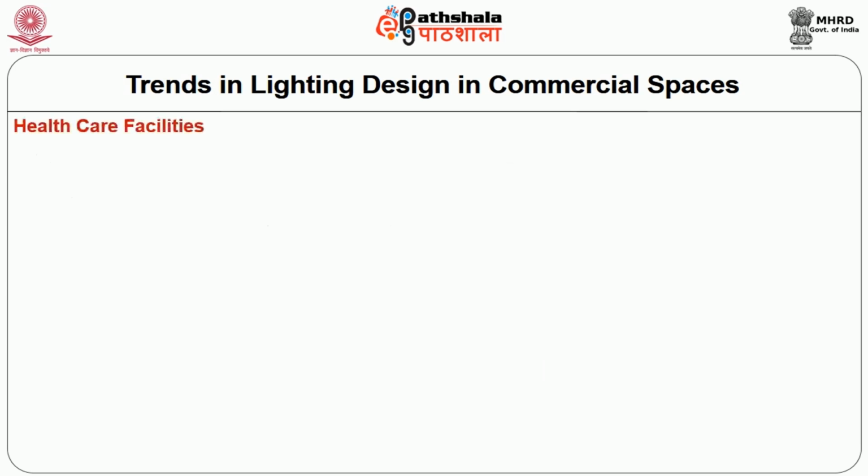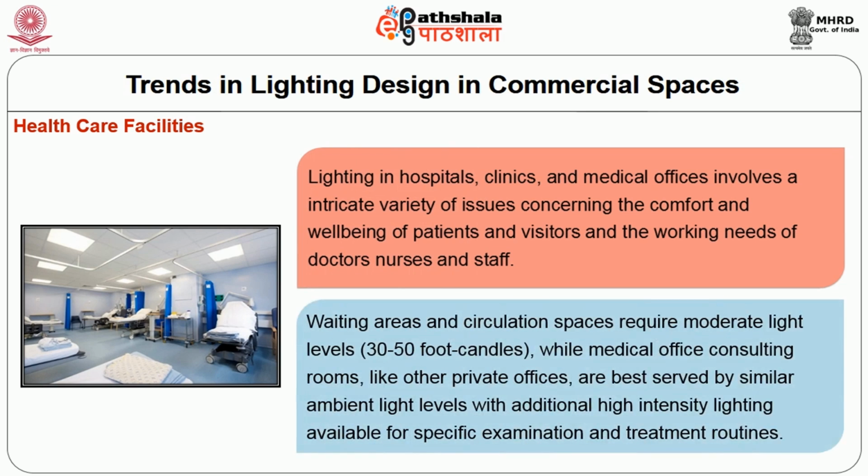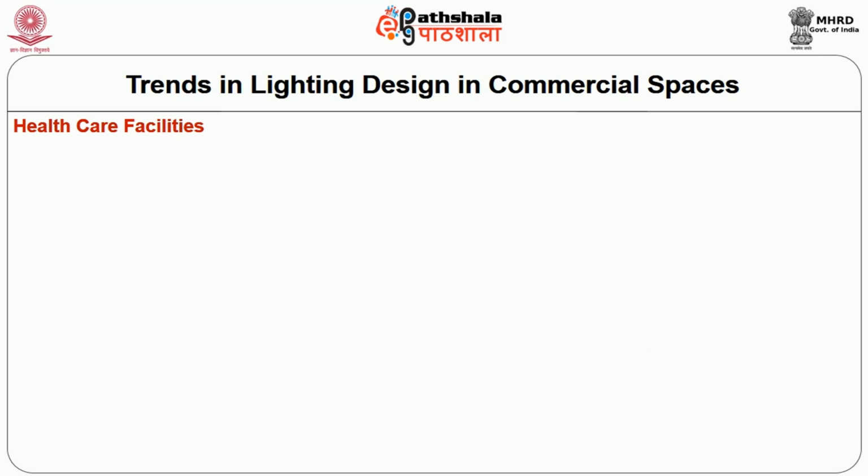Next one is healthcare facilities. Lighting in hospitals, clinics and medical offices involves an intricate variety of issues concerning the comfort and well-being of patients and visitors and the working needs of the doctors, nurses and staff. Waiting areas and circulation spaces require moderate light levels, that is 30 to 50 foot candles, while medical office consulting rooms, like other private offices, are best served by similar ambient light levels with additional high intensity lighting available for specific examination and treatment routines.